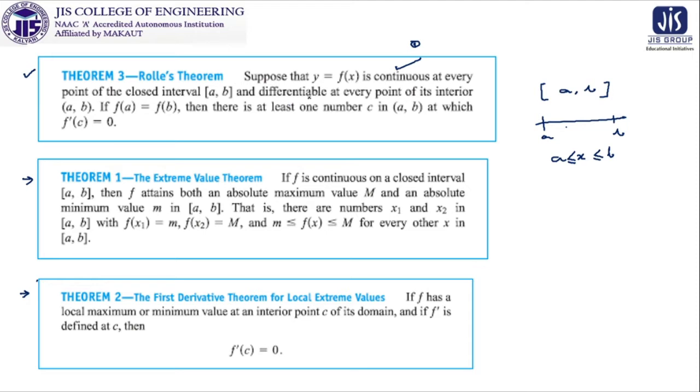Then the second observation is that it is differentiable at every point of its interior, the open interval a and b. That means we are not considering its status on the boundary points. It may be differentiable, it may not be. But this differentiable condition is our second observation, what we have made in the last slide. And finally, if fa equal to fb, this is our third observation, what we have made in the last slide. So these three observations we have already made, and Rolle's theorem tells us that then there is at least one, that means there may be more than one, but there will be at least one, guaranteed c in a and b at which f dash c is equal to 0.